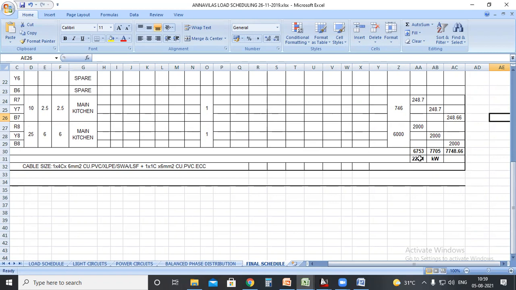So can anybody do the calculation? Three-phase calculation, if you remember, P equal to root 3 VI cos phi is the equation. Can anybody calculate the current for the 22 kW load? P equal to root 3 VI cos phi. Root 3, you will get the value from the calculator itself. Cos phi, you should take 0.8. So P is 22,000 watts. So I equal to P divided by root 3 V cos phi.